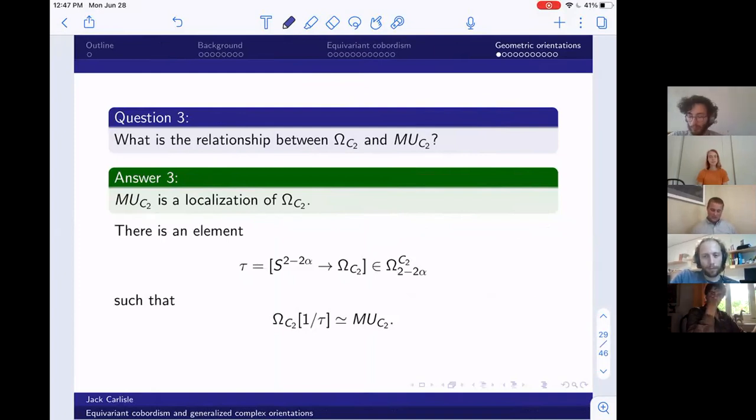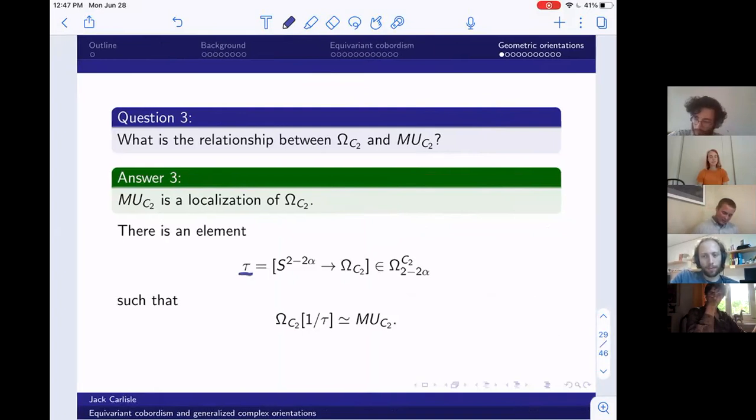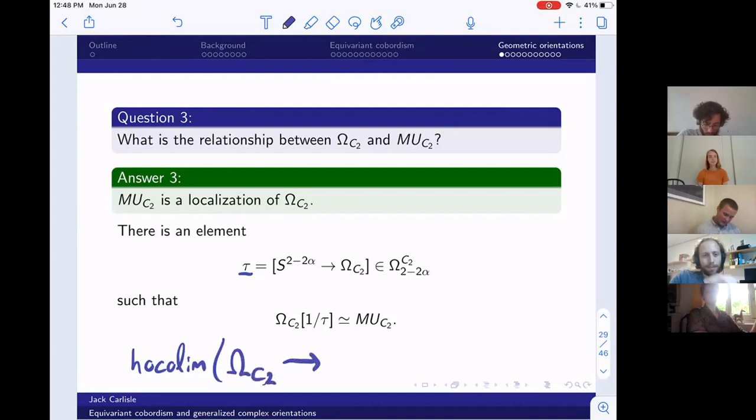To be more precise, what I'm claiming is that there's an element tau in the RO C2 graded coefficients of omega, and that if I invert that element tau, by which I mean I form the so-called homotopy colimit of the following sequence, I have omega C2, I can multiply by tau to get to this guy.